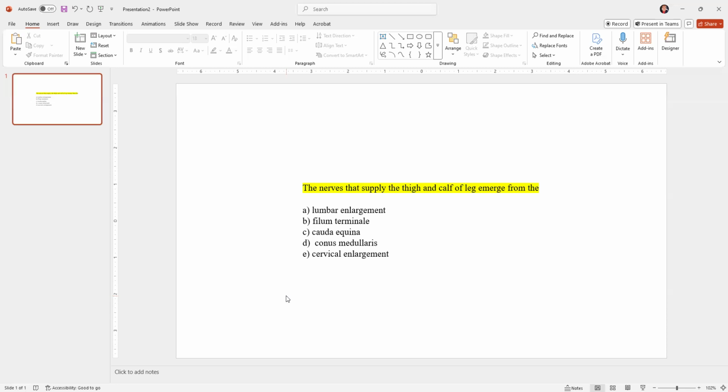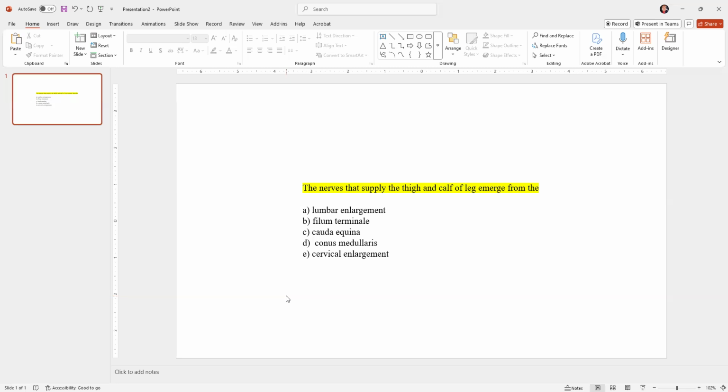Okay, cauda equina, as I said, is just a bunch of nerves that come out from the distal end of the spinal cord. Cauda equina just means a horse's tail. So those nerves look like hair on the horse's tail. That's the nerves itself. Where do these nerves come out from? What part of the spinal cord do they come out from? The lumbar enlargement? Yes, lumbar enlargement. What about the nerves that supply the upper limbs? Where do they come from? The cervical enlargement. Yes, that's the reason why there are two enlargements in the spinal cord.